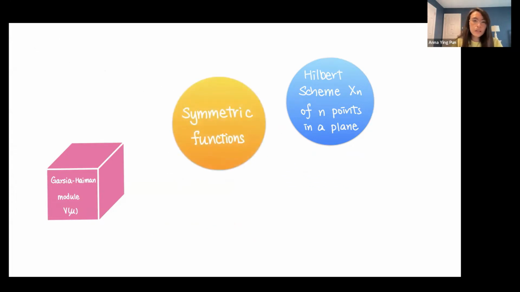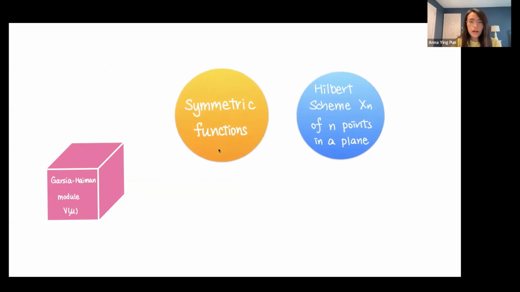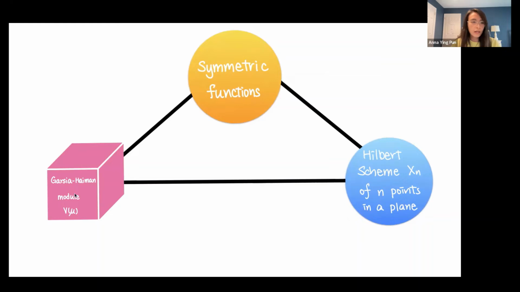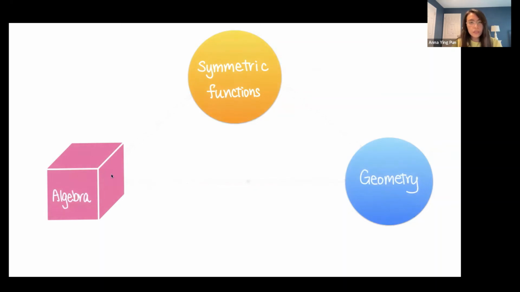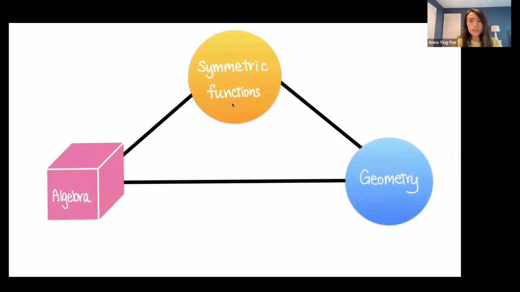All right, so that just means that I start with a symmetric function in q and t, I have the Hilbert scheme, and I have the Garsia-Haiman module. So I am linking algebra, geometry, and symmetric functions together. This is kind of our goal, right? We want to link algebra, geometry, combinatorics, and symmetric functions together. So now the question is, can I add the combinatorics there?